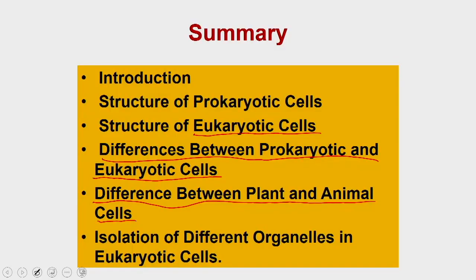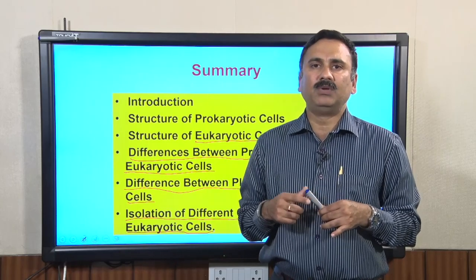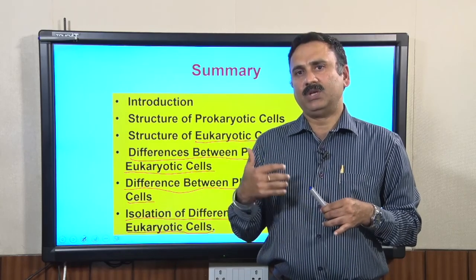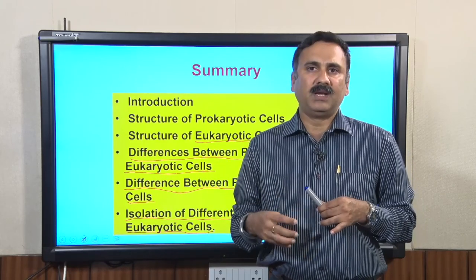And at the end, we discussed how you can isolate the different organelles in a eukaryotic cell. We also discussed the isolation of the periplasmic fraction as well as the cytosol from the prokaryotic cell. In this lecture, we discussed the different techniques which you can use to isolate the different organelles present in a eukaryotic cell.